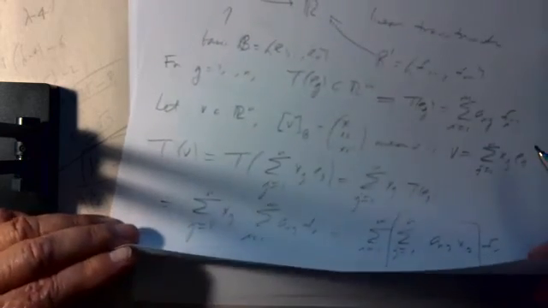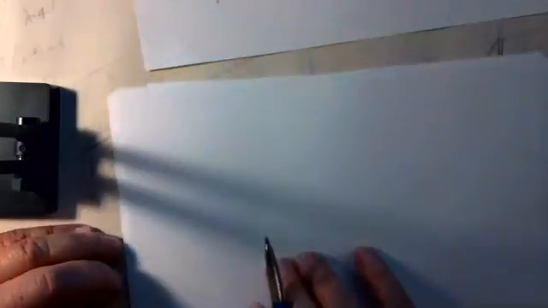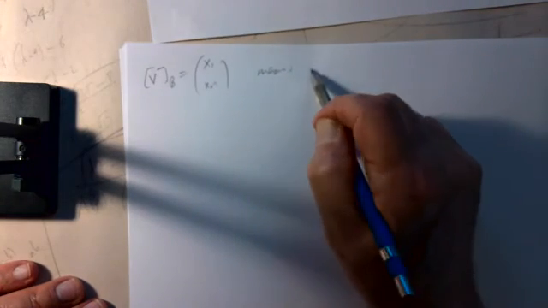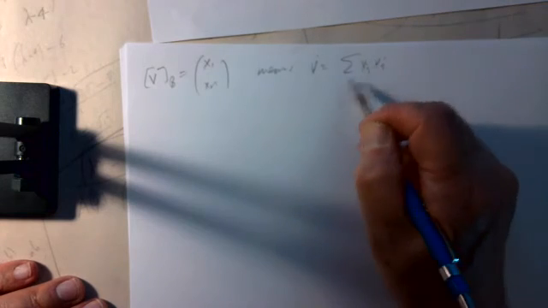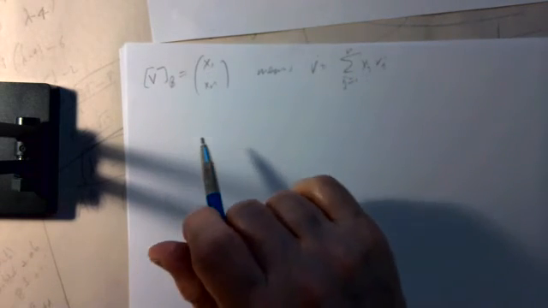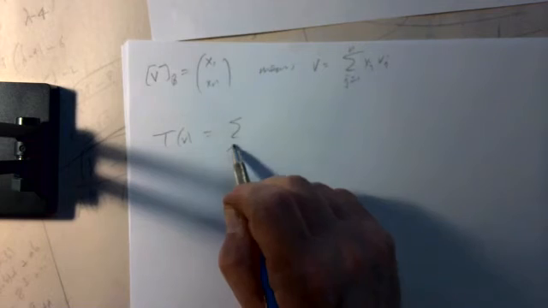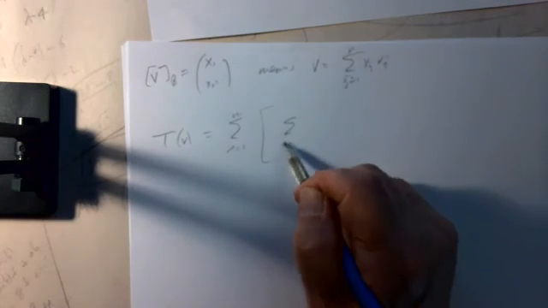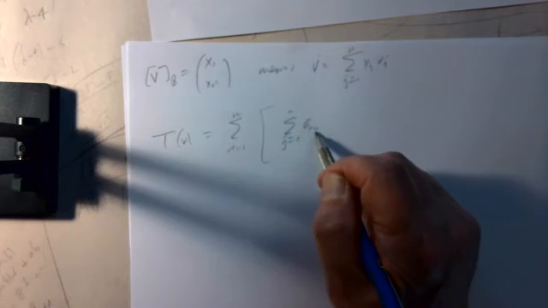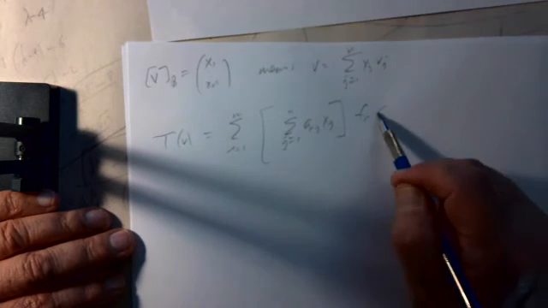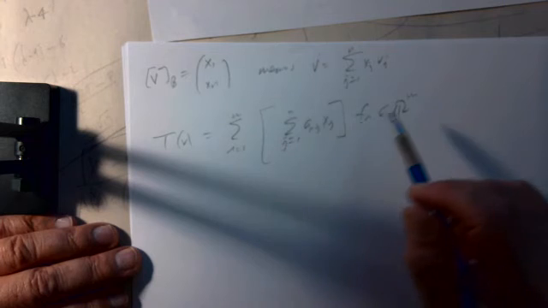So let me write that down on another piece of paper. If v has coordinate vector x1 up to xn, this means that the vector v is summation xj vj, j goes from 1 up to n. That's what that means. T of v is the vector summation i goes from 1 up to m, summation j goes from 1 up to n, aij xj, times the vector f sub i. So this is the vector in Rm whose coordinate vector has these as coordinates.